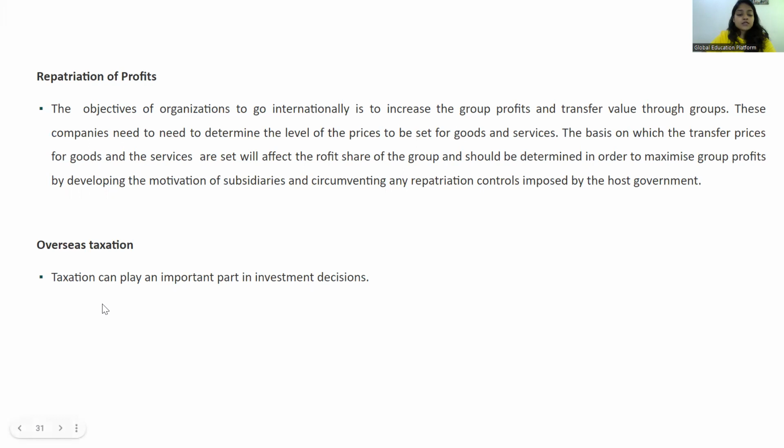Then we have overseas taxation. Taxation can play an important part in investment decisions because taxation is basically the money gone out. Higher taxes charged, the persuasiveness would be very less. However, if the taxes charged are less, then the organizations would be persuaded to invest in that particular region or country, because at the end of the day, they are going to earn more income. Not much money is paid out as taxation. Therefore, it is a very important decision.